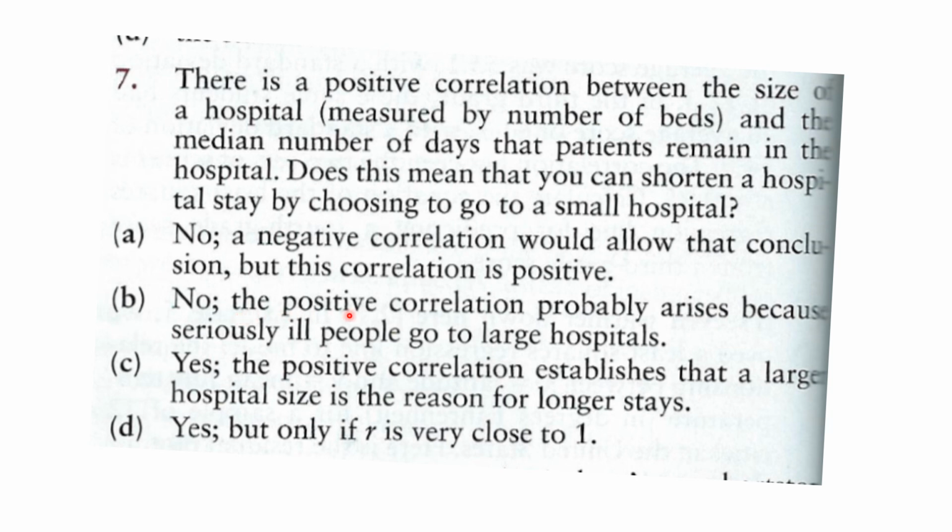It says perhaps the positive correlation arises because it just so happens that seriously ill people tend to go to larger hospitals. Perhaps they feel safer or more secure going to larger, more established hospitals. And what do seriously ill people tend to do? They tend to spend a lot of time in the hospital. And so they're pulling up that median number of days. Okay, so that's why B is going to be the correct answer for number 7.